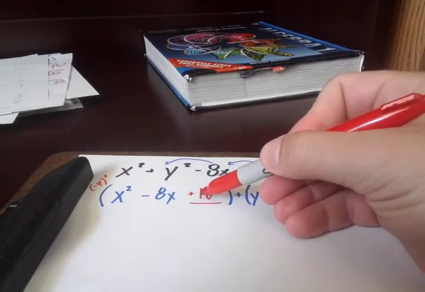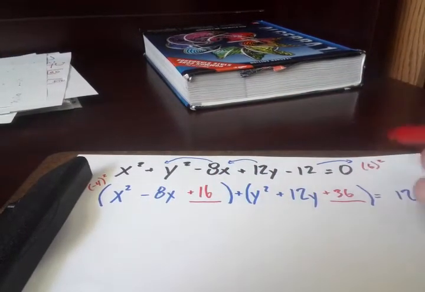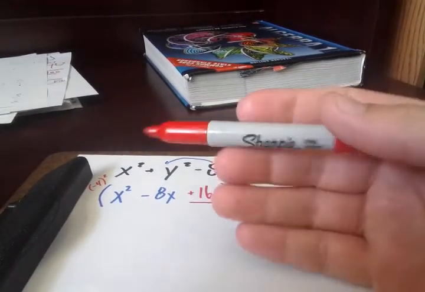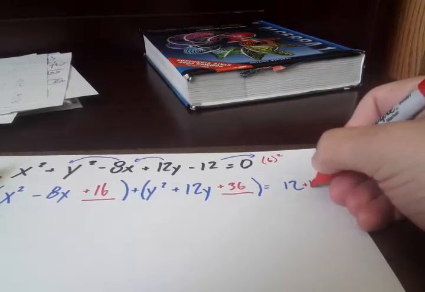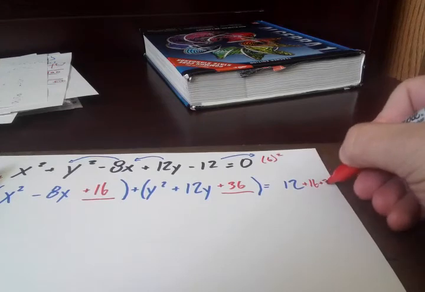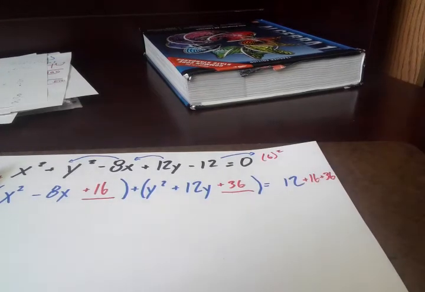Now, while what we have done is legal, remember that this is an equation. So if we add 16 and we add 36 to the left side of the equation, to keep this equation the same, we need to add those to the right side. So I'm going to put a plus 16 over here and a plus 36. Otherwise, the equation does not balance.